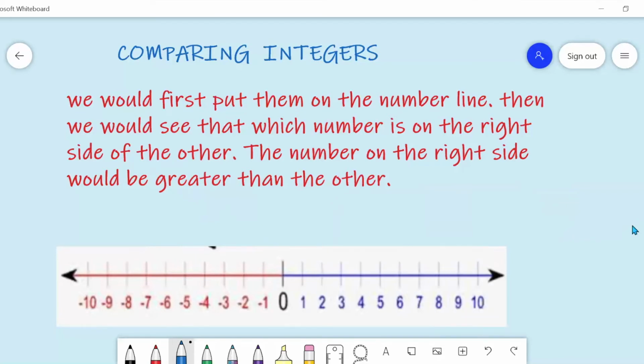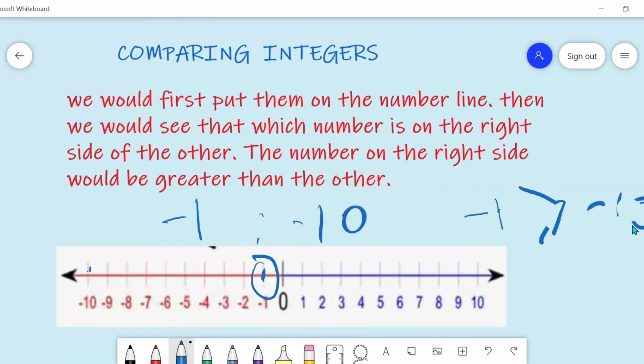So now let's take another example. Let's take -1 and -10. What should be greater? Obviously, first we would put down the number line -1 and -10. Now you will see which one is on the right. So -1 is on the right. So you will write -1 is greater than -10. Okay. So -1 is greater than -10.